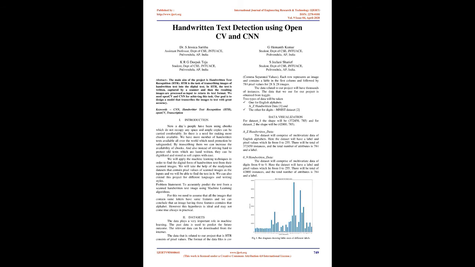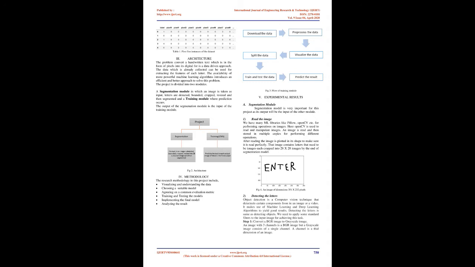Data visualization. For dataset 1 the shape will be 372,450 by 785, and for dataset 2 the shape will be 42,000 by 785. A_Z handwritten data. The dataset will comprise multivariate data of English alphabets. Here the dataset will have a label and pixel values which lie from 0 to 255. There will be a total of 372,450 instances, and the total number of attributes is 784 plus a label.